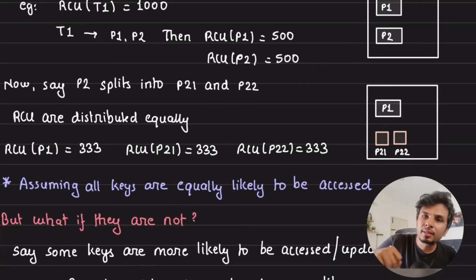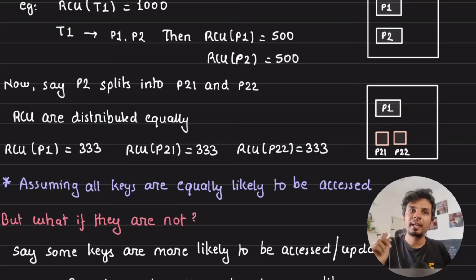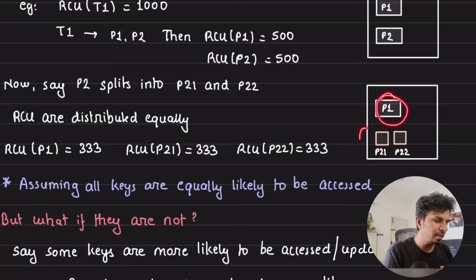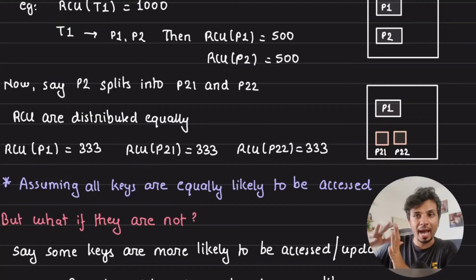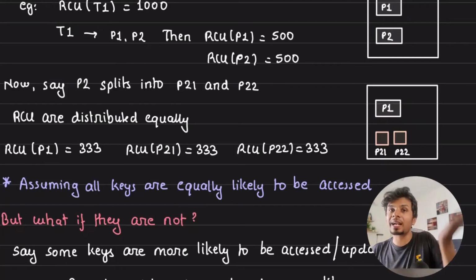Now what's the RCU distribution across this? It will be 333, 333, 333. 1000 divided by 3. Right? So no matter how many partitions you have, and obviously DynamoDB has different ways, this is the starting point.